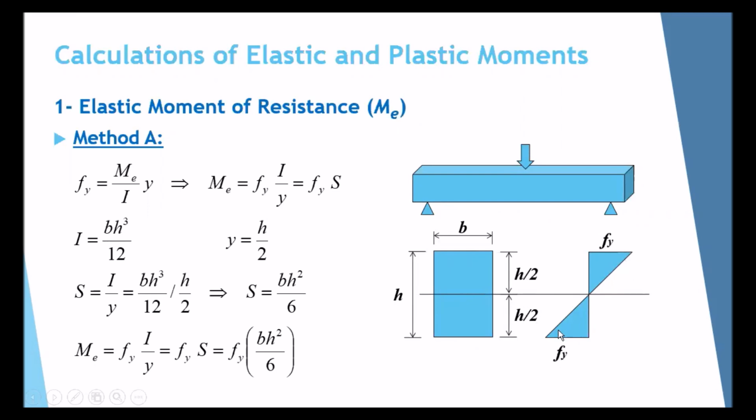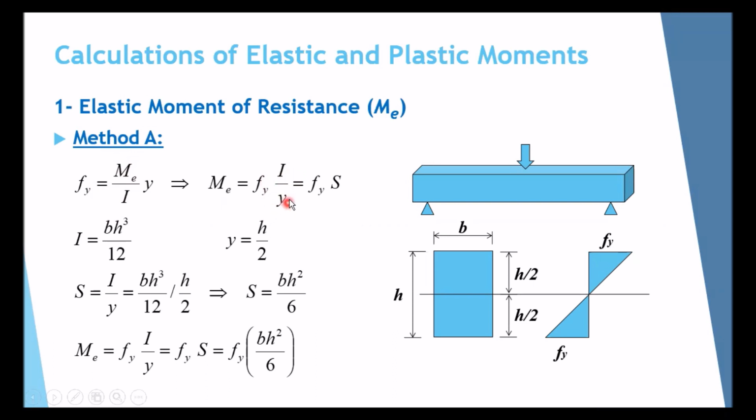As you can see, it is linear because we are still in the elastic range. If we assume that we reached F yield at the top and F yield at the bottom, because of the symmetry of the cross section, we can calculate the M elastic or M yield. How to do that? We are going to use this law. If F yield equals M elastic divided by I times Y, we can rearrange this equation to calculate the M elastic. So M elastic equals F yield times I divided by Y.